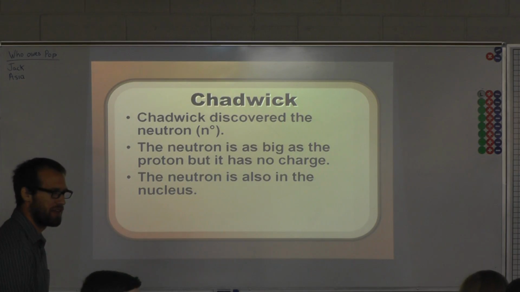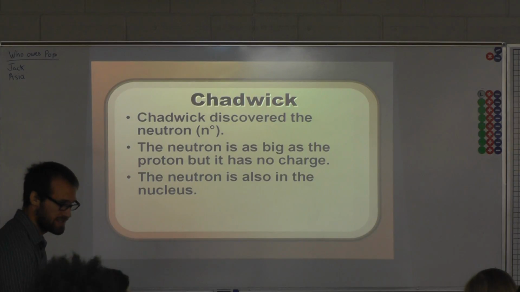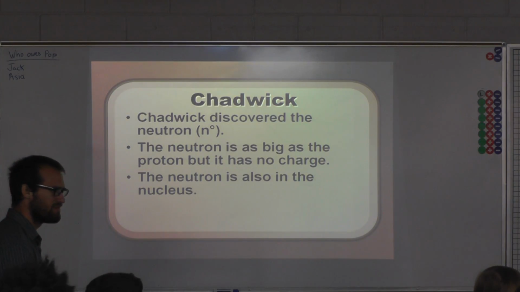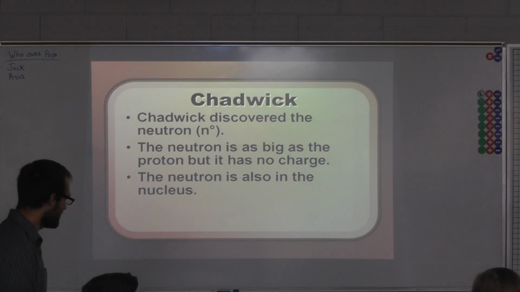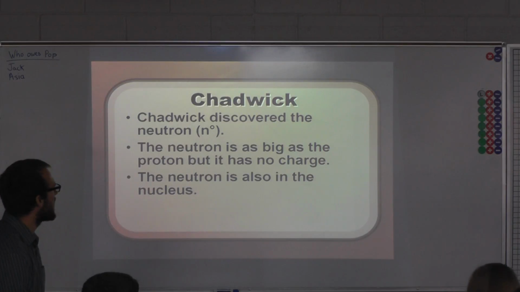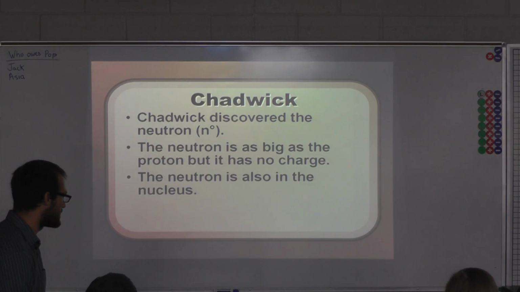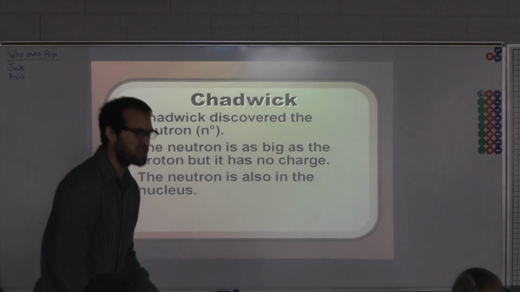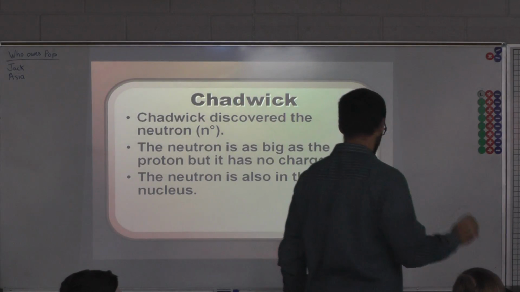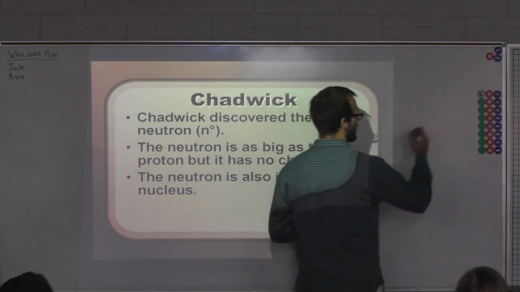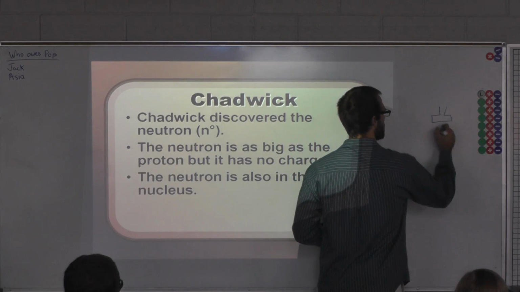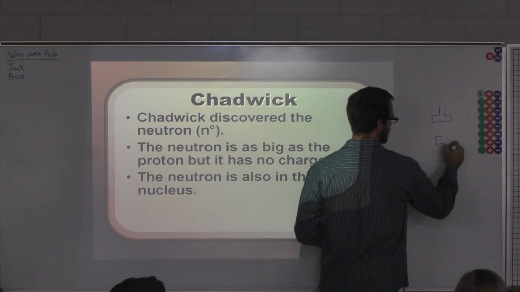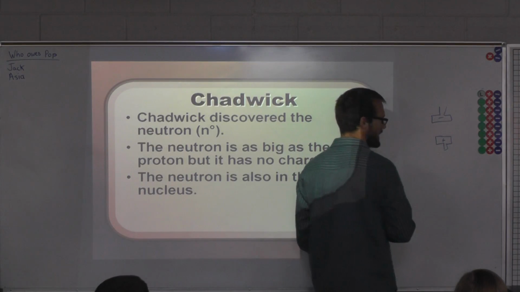I always spell neutron wrong. It's neutron. Then the nucleus. All right, here's what Chadwick discovered. He discovered the neutrons. Okay? He also noticed that these neutrons were about as big as a proton but didn't have charge. Now they were in the nucleus. Here's essentially what he did for discovering the neutron. I'm going to just do it really quickly. He took a positive and negative plate, like a magnet.